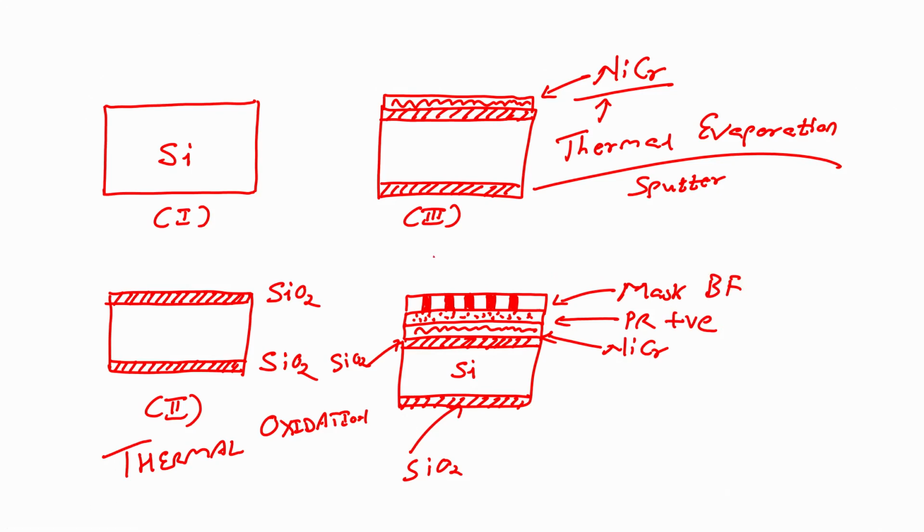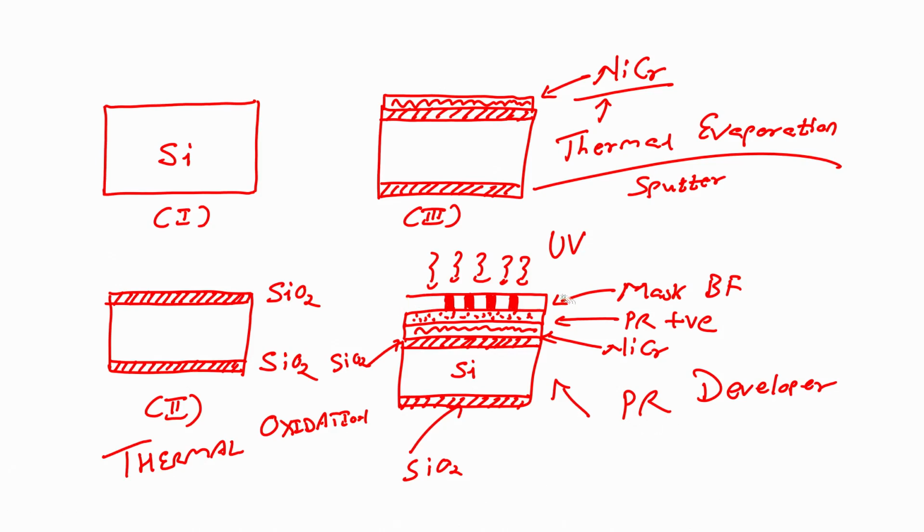Okay. Next step is, I will expose this wafer with UV light. That is why it is called UV lithography, right. Expose this wafer with UV light. After exposing the wafer, I will dip this wafer in photoresist developer.